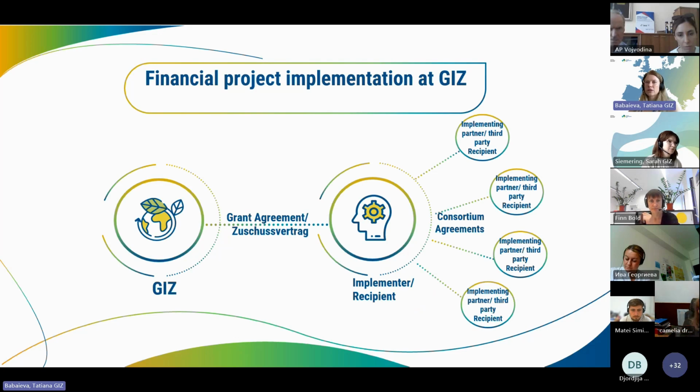As just mentioned, GIZ has a direct contractual relationship with you as an implementer or recipient. You are then obliged to conclude a consortium agreement with your implementing partners, also called third-party recipients. This consortium agreement should ensure that the implementing partners follow the same rules as stipulated in your agreement. We don't have a direct contractual relationship with your implementing partners. Therefore, you're responsible for their actions in the context of the project. Please note that GIZ does not offer any draft for the consortium agreements.